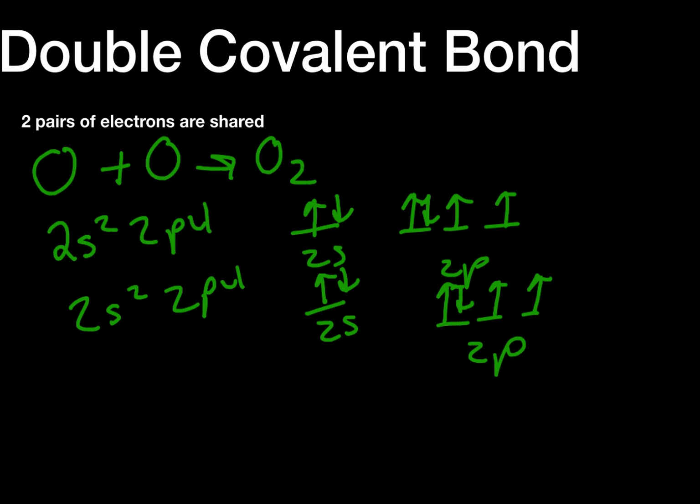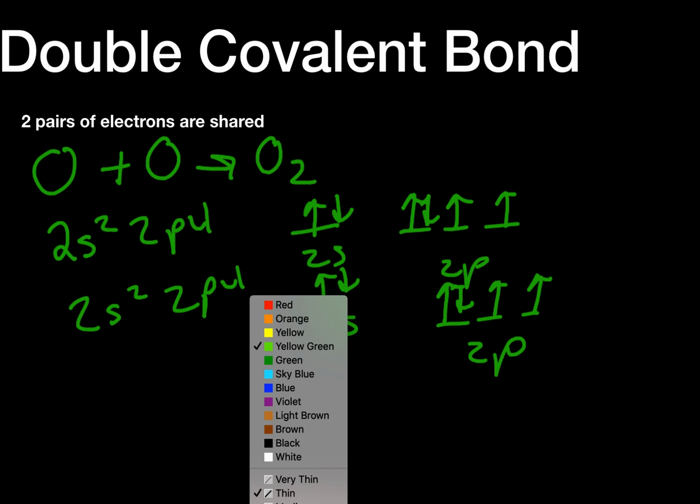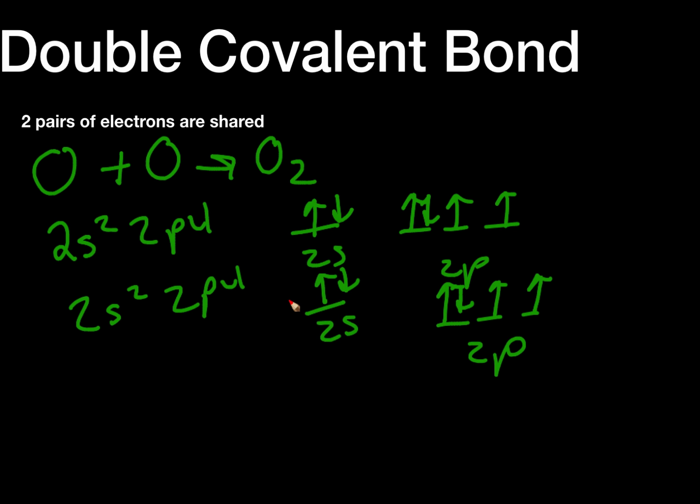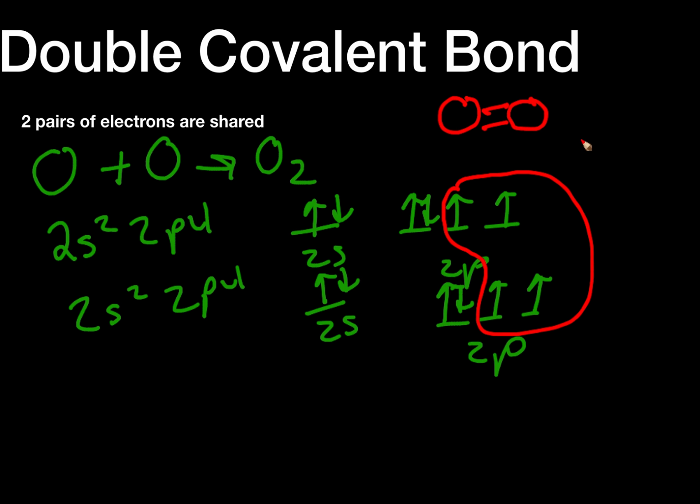Okay, so now looking at this, we see that both of these oxygen atoms have 2 sublevels unfilled. So they're going to share both of these pairs of electrons. So it'll be oxygen with 2 lines and then another O. So once again, 2 lines are equal to 4 electrons. So not all the time, but oxygen, you should think of a double bond.